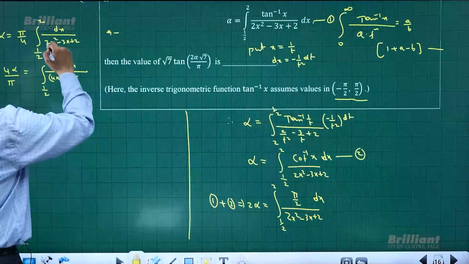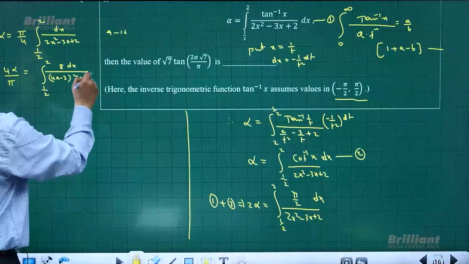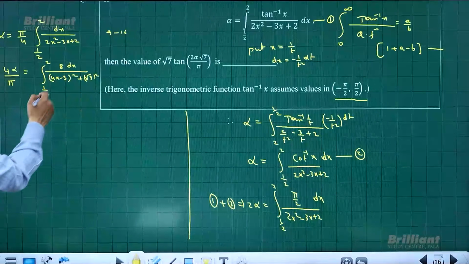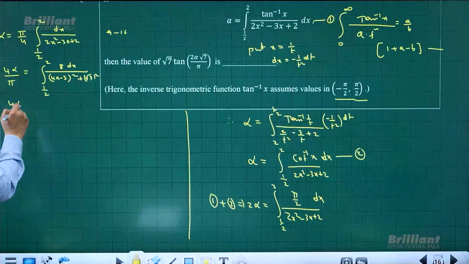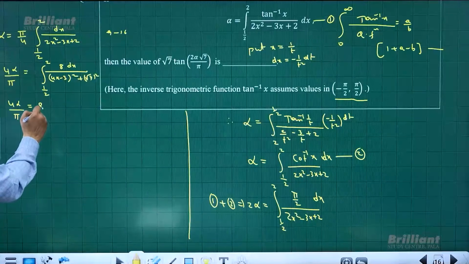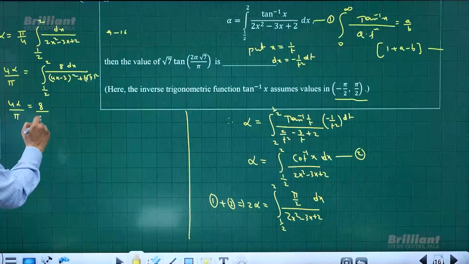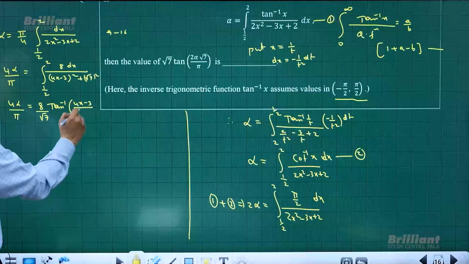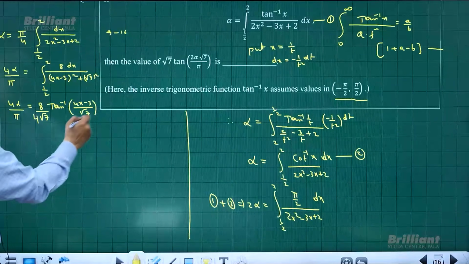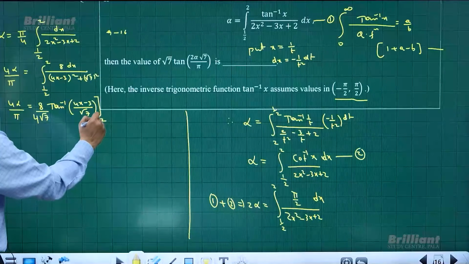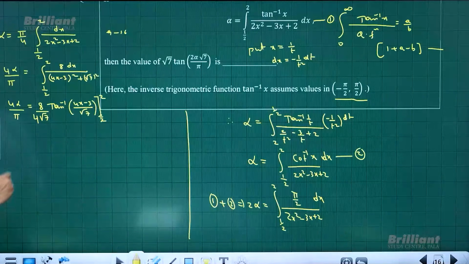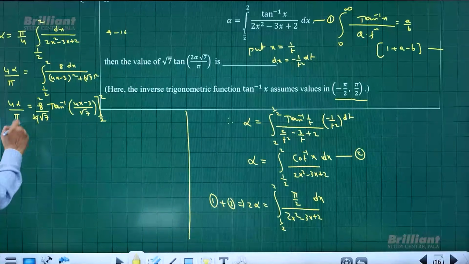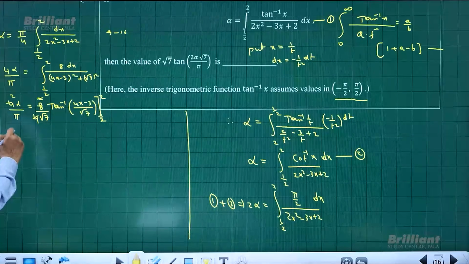The discriminant is 9 minus 16, which is minus 7. So plus root 7 square. I make it a perfect square, 1 by x square plus a square, which is 1 by a times tan inverse of x by a. So 4 alpha by pi is equal to 8 times 1 by root 7 tan inverse of 4x minus 3 by root 7, and divide by the x coefficient 4, from 1 by 2 to 2.